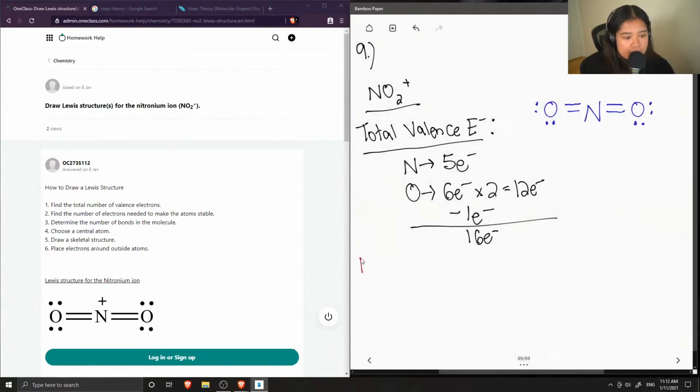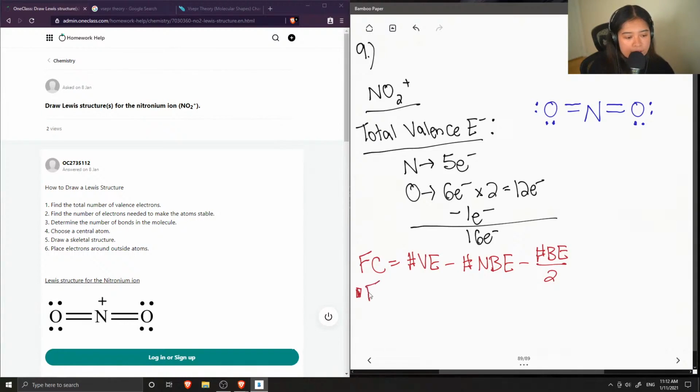So now let's try to calculate the formal charge. The formal charge equation is the number of valence electrons minus the number of non-bonding electrons, so these are the electrons on the lone pair, and then minus the number of bonding electrons divided by 2.